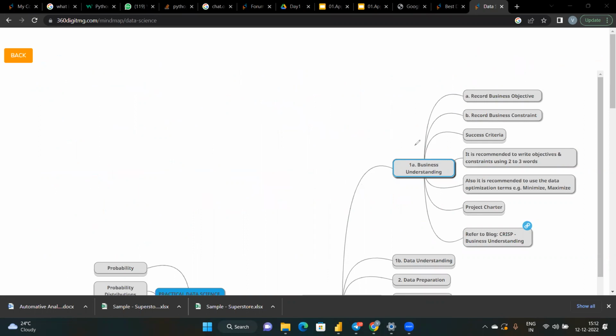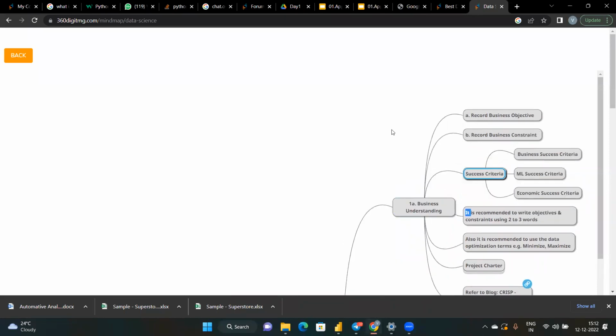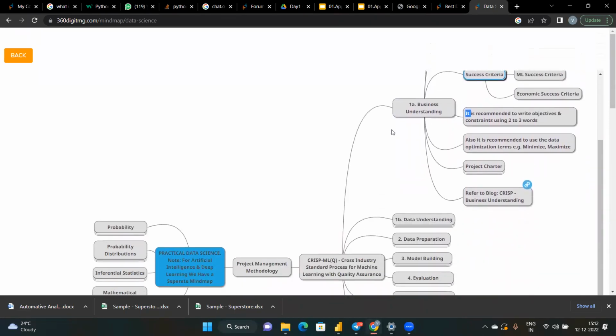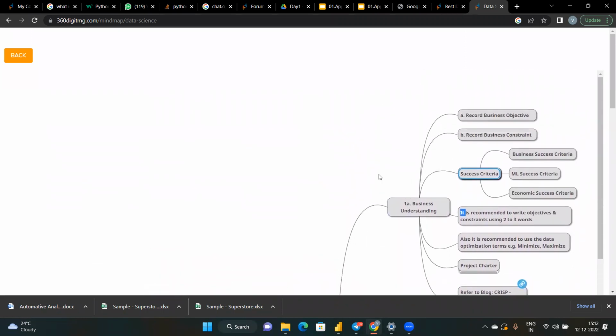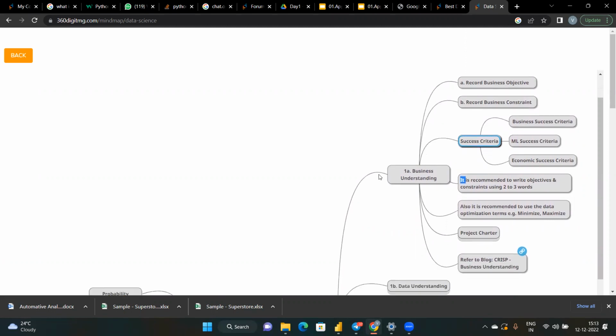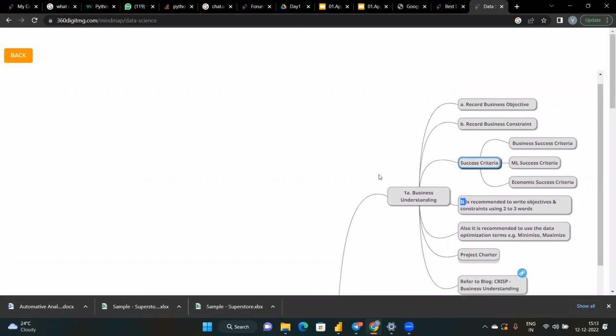And what is this project charter? What is success criteria? So guys, this is our mind map, as I said. It keeps getting updated every day. So if you're interested in data science or data analytics, I recommend you use this data science mind map. I go through it every day because so many wonderful topics and new things are coming up. You should always keep yourself updated. Make sure you visit the data science mind map and go through it.